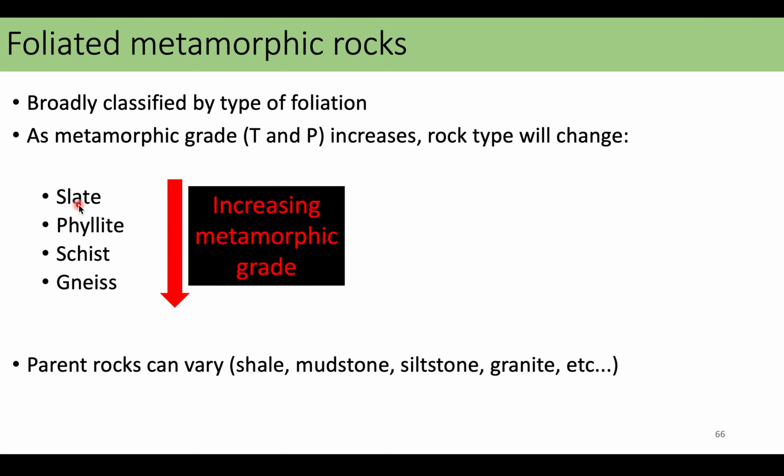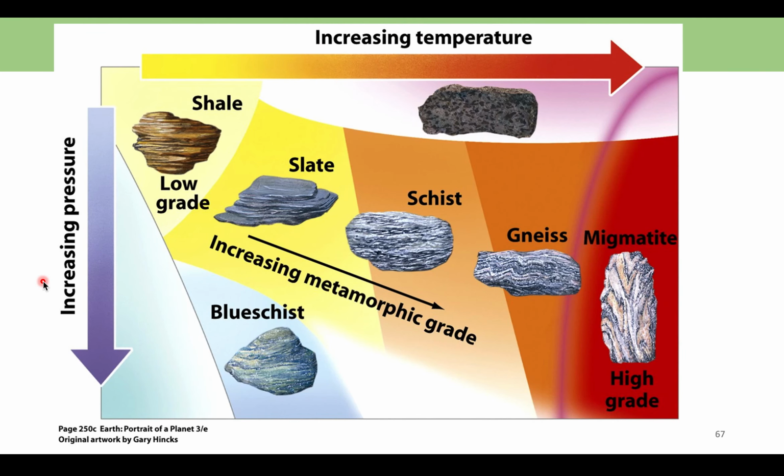As we increase the amount of metamorphism that rock underwent, the rock type changes. Gneiss, for example, is a very high-grade metamorphic rock. So when you see a gneiss sample, you know that rock underwent very high temperatures and very high pressures, a lot of metamorphism. The parent rock can vary. So there can be many different types of parent rock that if they undergo the same amount of metamorphism, it can become the same type of metamorphic rock.